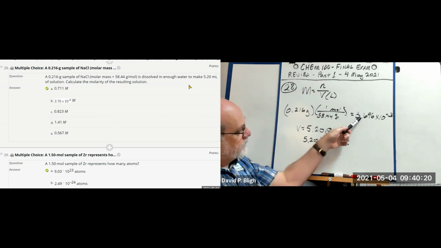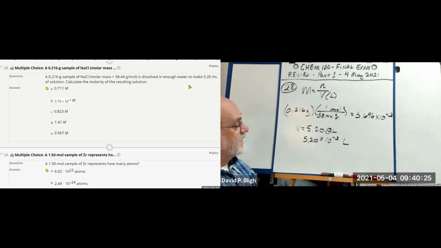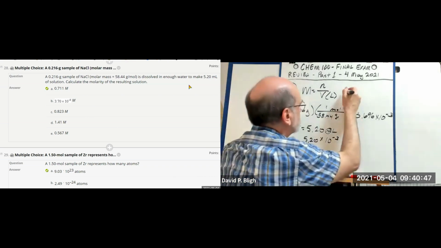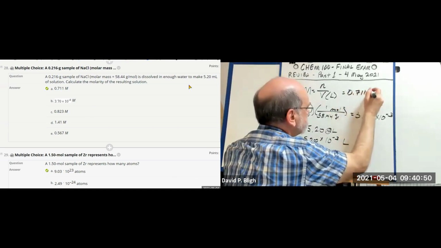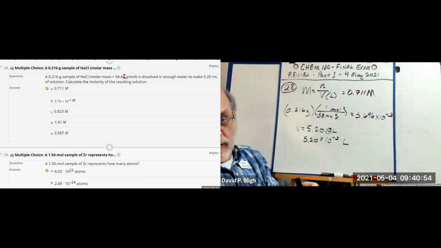So if we plug this one in here and this one in there and divide. See, I've already got that one in my calculator, so I just need to put this one in. 5.2 exponent to the minus 3. And I get 0. Now we can round. 3 significant figures, 0.711 molar. Okay? That's why A is the answer.